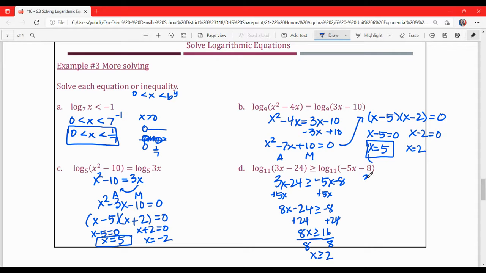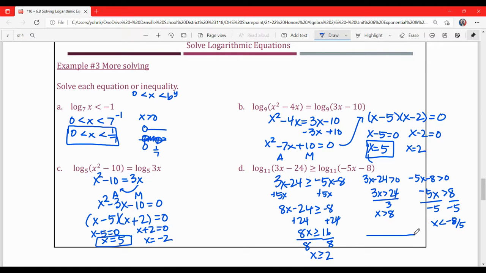I also have to make sure that 3x minus 24 is greater than 0, and negative 5x minus 8 is greater than 0. So in the middle, I get 3x is greater than 24. Divide by 3. X is greater than 8. In the far right one, I'm going to add 8 to both sides. So negative 5x is greater than 8. Divide by a negative 5. So x is less than negative 8/5.